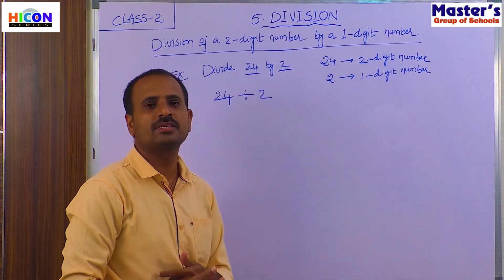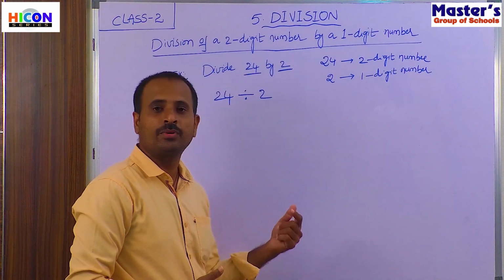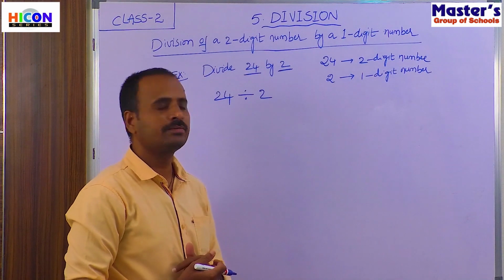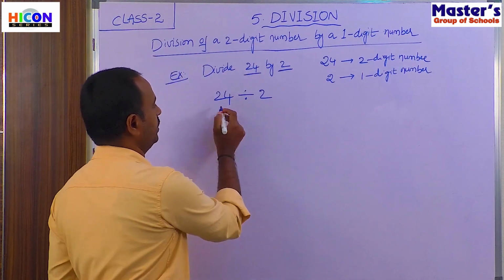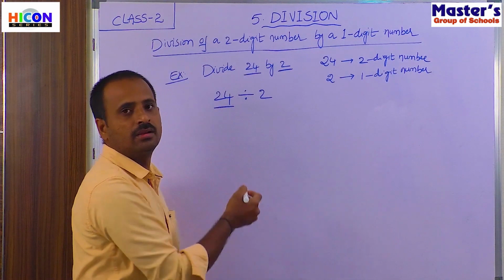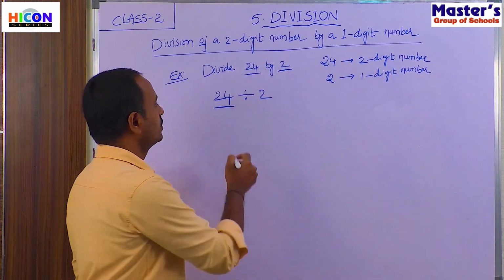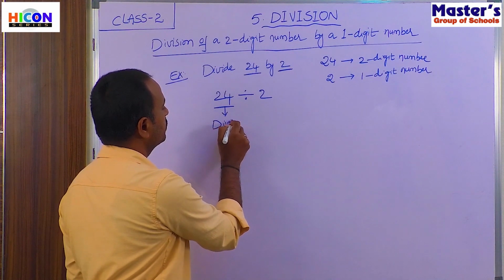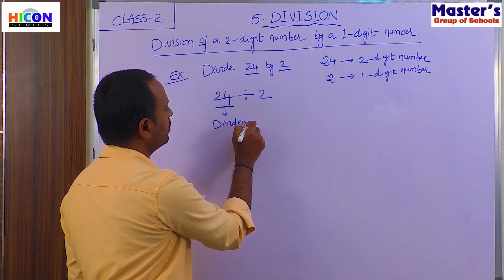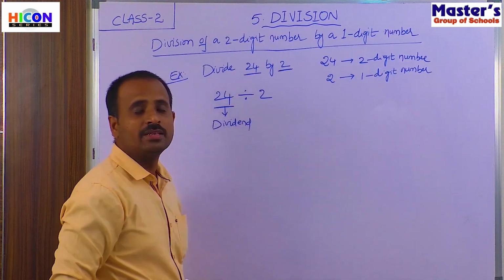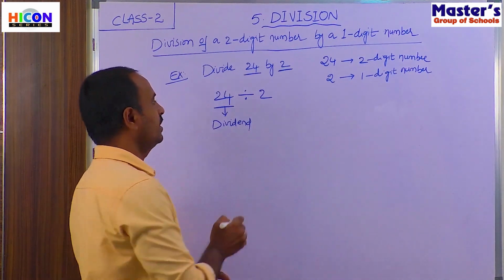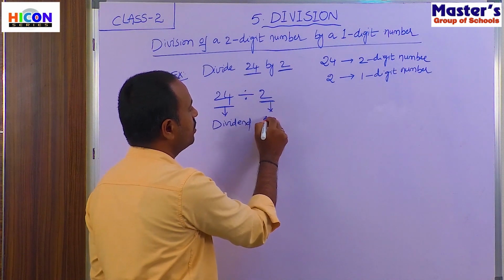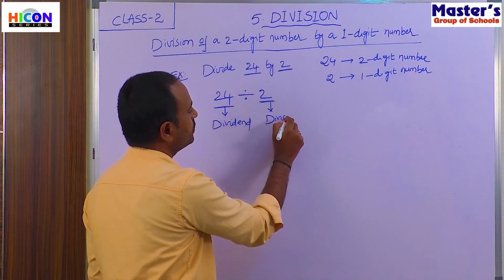Now the same process. Already we have practiced some problems on how to arrange these two numbers in division. Here, what is the first number called? The first number 24 is called the dividend. And what is the second number here? The second number is 2, and it is called the divisor.